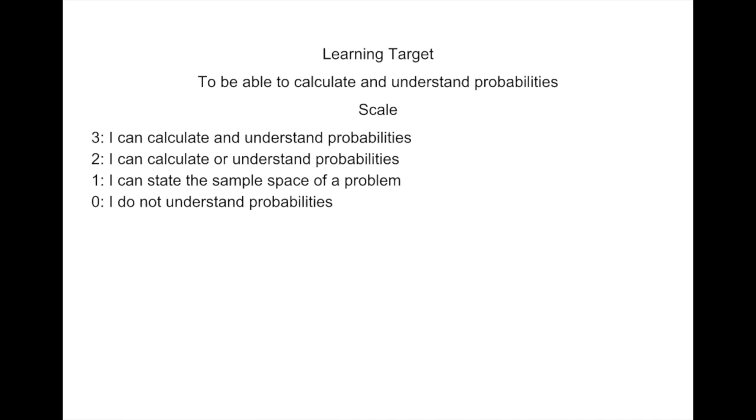Number 3, you are a 3 on the scale if you can calculate and understand probabilities. 2, you can calculate or understand probabilities. 1, you can state the sample space of a problem. Or 0, you do not understand probabilities.